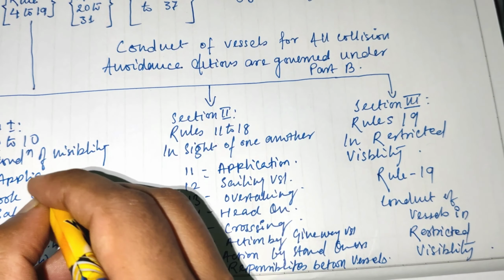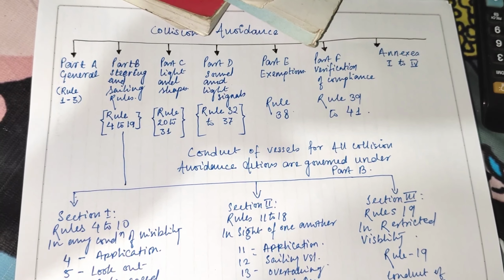So rule 11 and rule 4 are application. So this is all about the structure of COLREGs, and I hope you liked it.